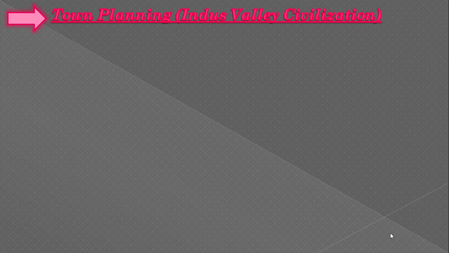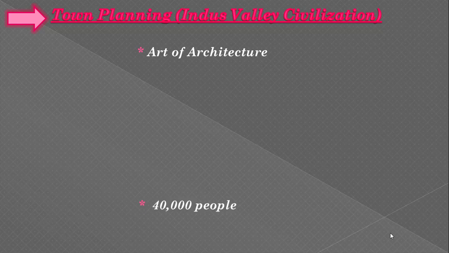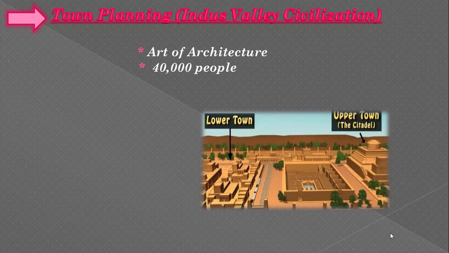Dear students, let's begin our today's lesson about a unique feature of Indus Valley Civilization, that is town planning. The people of Indus Valley Civilization had an excellent knowledge of the art of architecture. They built their cities with proper planning and according to a set pattern. A typical city could house about 40,000 people. The city was generally divided into two sections, the upper town and the lower town.